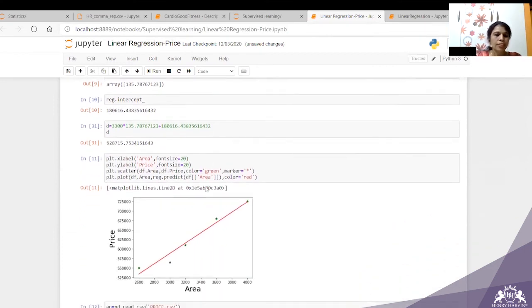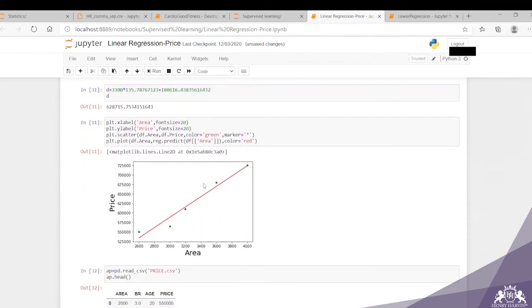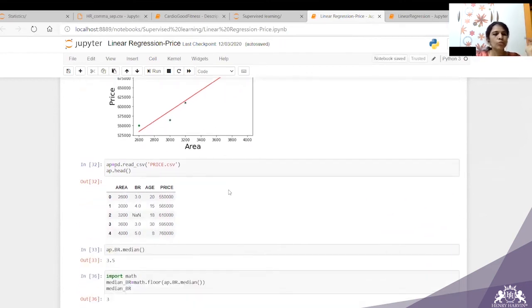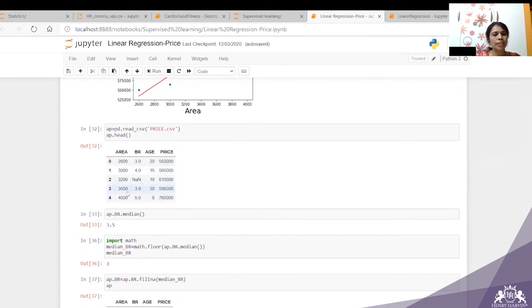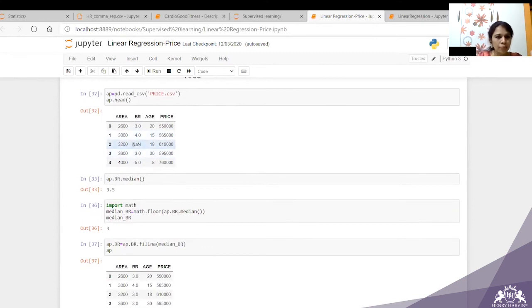Okay, fine. So similarly here, I want to see which line it has taken. I tried that, and I could see that this line is being considered by the algo. So this is what we can do. Similarly, I have done it with multiple variables: area, bedroom, age, and then price. It's just a small example to help you understand.